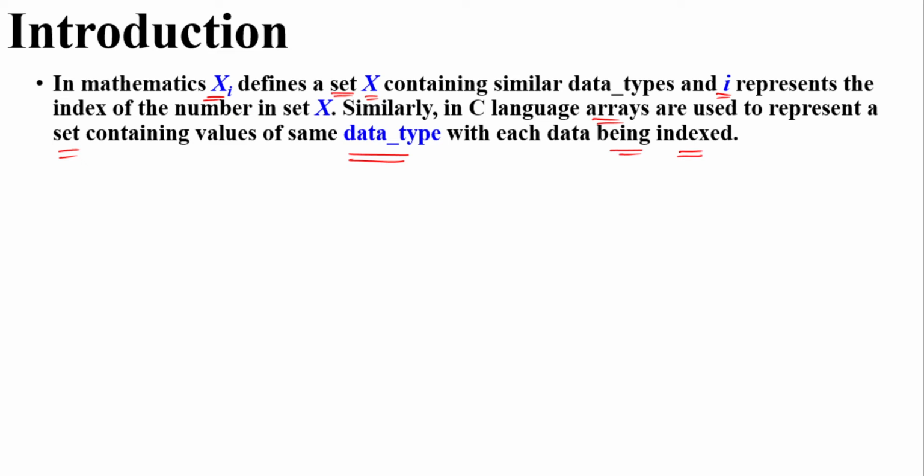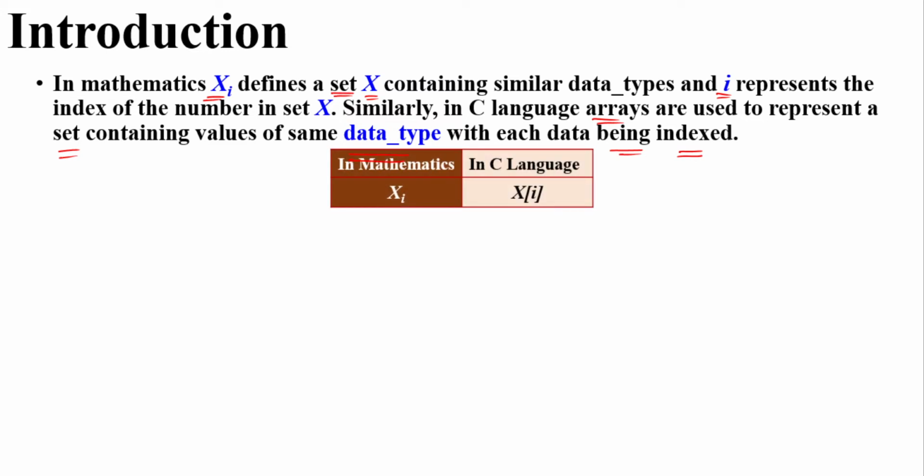This definition might be a bit confusing, but let us try to go a bit deeper to clear the concept. For example, in mathematics, we represent a set X having some numbers x base i which are indexed. Similarly, in C, we represent a similar set with indexed numbers i with square brackets around it. So this is how we represent arrays in C.